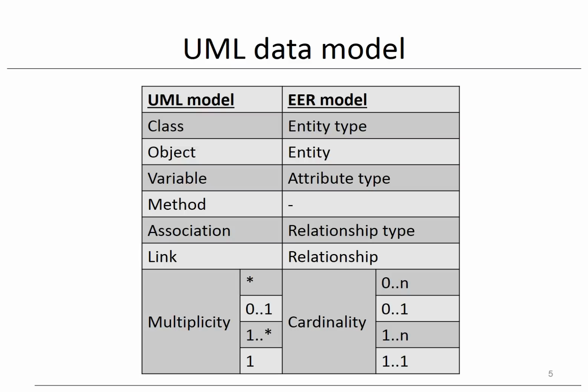Here you can see a table listing the similarities between both the UML and EER model. As already mentioned, a class corresponds to an entity type, an object to an entity, and a variable to an attribute type. There is no EER counterpart of a method. An association corresponds to a relationship type and a link to a relation. The multiplicity refers to the EER cardinality, and you can see the four options compared, whereby the asterisk or star is introduced to denote a maximum cardinality of n.